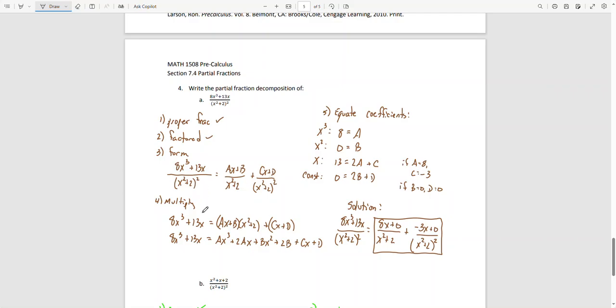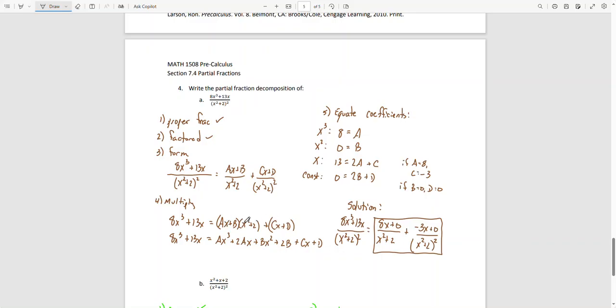On the left, we'll get 8x cubed plus 13x. On the right, ax plus b is missing an x squared plus 2 from its denominator to make the common one. Cx plus d is not missing anything from the denominator. But notice, we can't just have c as 8 and d as 13 because this is not linear. This is not small enough to be over top. All right, let's just go with it. Ax plus b is missing an x squared plus 2. Cx plus d is missing nothing.